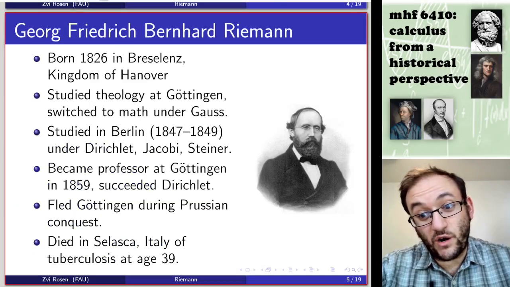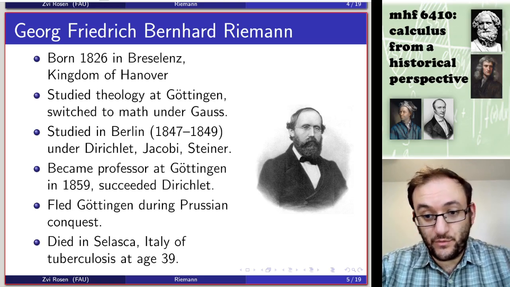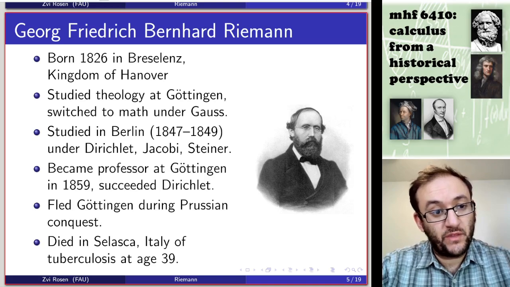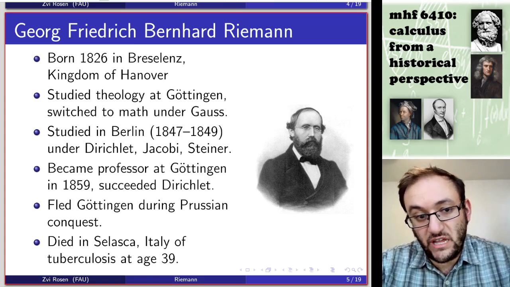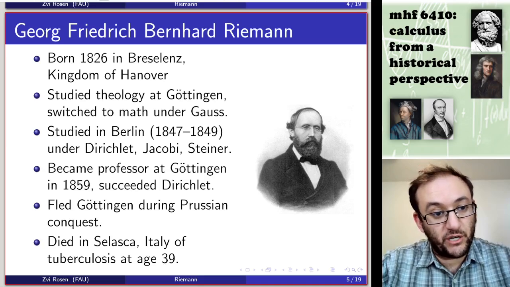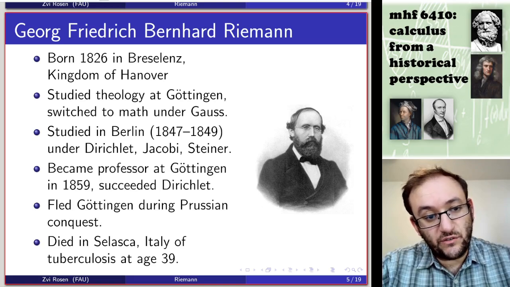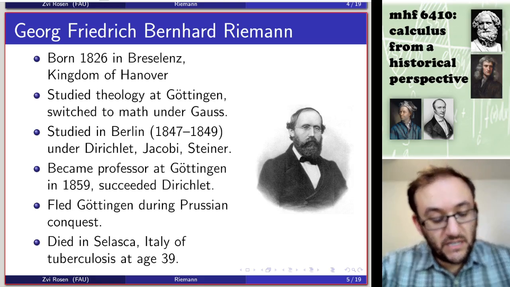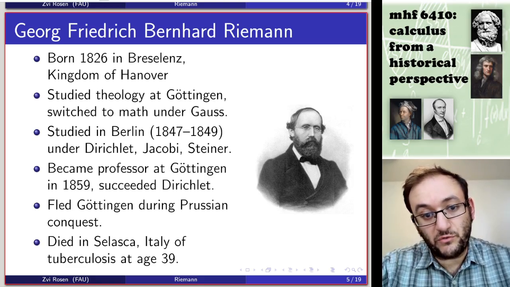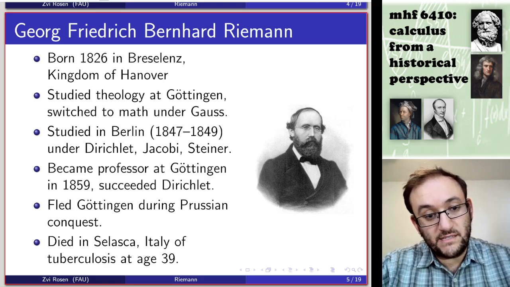That brings us to our protagonist, Georg Friedrich Bernhard Riemann, though he was generally known as Bernhard Riemann. He was born in 1826 in Breslau in the Kingdom of Hanover, which was one of the states in the German Confederation, and it was controlled by Great Britain. His father was a minister, and he went to university to study theology at the University of Göttingen, but he switched to math to study under Carl Friedrich Gauss, one of the greatest mathematicians of all time, who was teaching there at the time.